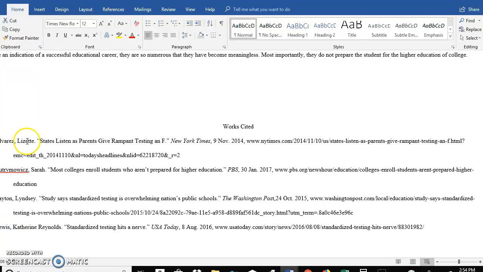Last name of the author, first name, title of the article, title of the website or journal that it's found in, the date, and of course, the web address where it was found. So if the last name is Alvarez, A should come before B, should certainly come before L, and so on. And so this is very similar to your last essay.